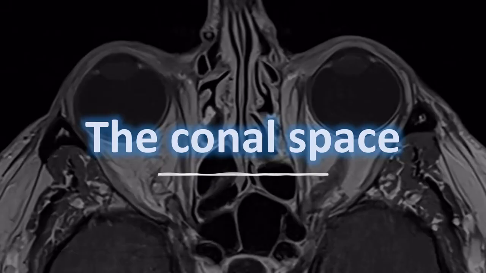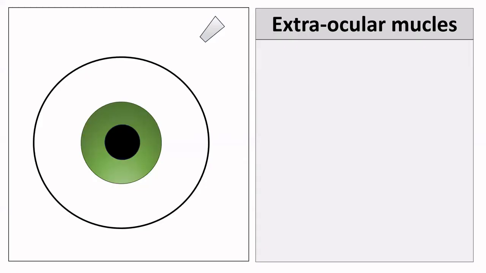Welcome to this third video on imaging of the eye, orbits, and visual tracts. In this video, I'm going to talk about the conal space, and the conal space basically boils down to the extraocular muscles. So we're going to talk about anatomy and pathology of the extraocular muscles.